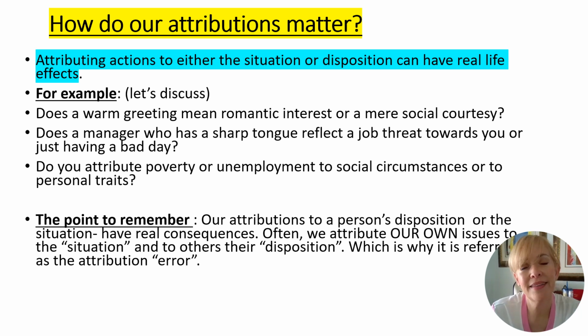So I guess a key takeaway here is to remember that the attribution error happens even if you know about it. So even if I'm teaching you this and you're learning it, you're still likely to do it. So it's important to remember that our attributions really do matter as to our behavior and our thoughts about other people.